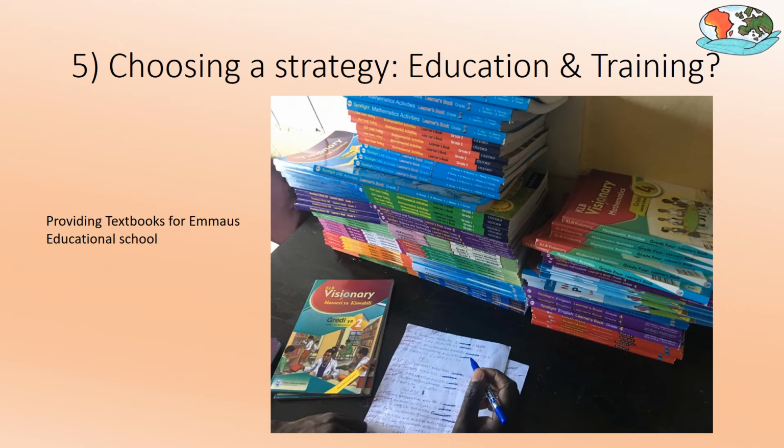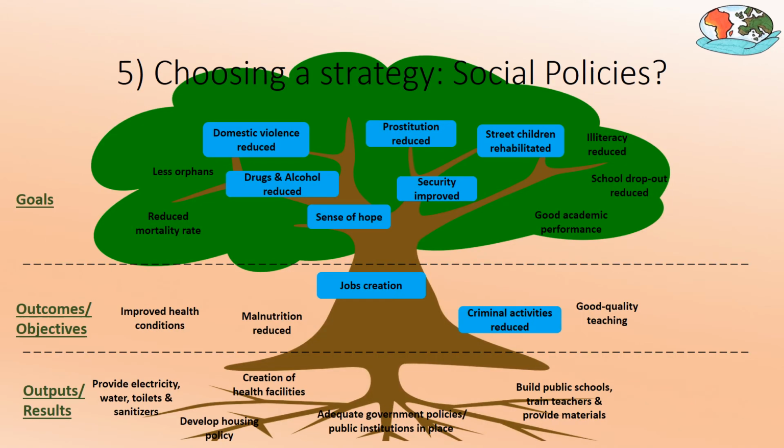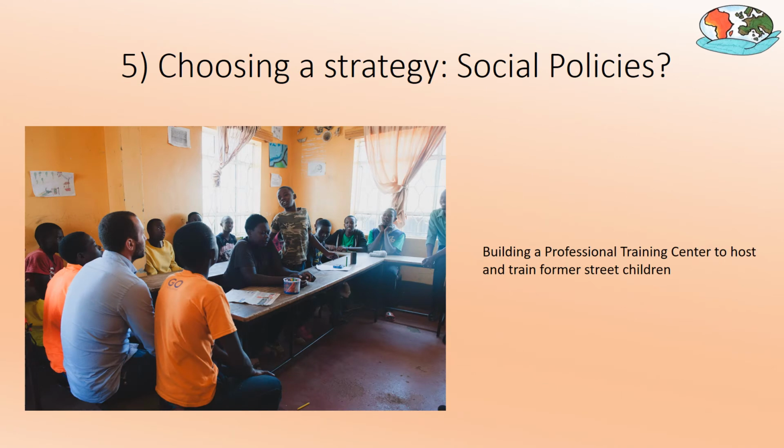For example, we might purchase textbooks for informal schools in the slums. Or we prefer social policies, employment, rehabilitation, and so on. An example of a social policy could be building a professional training center to host and train former street children.